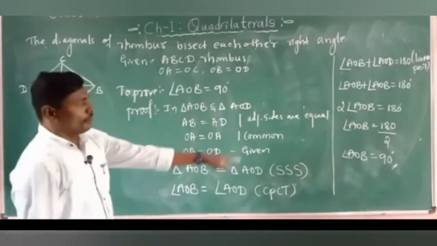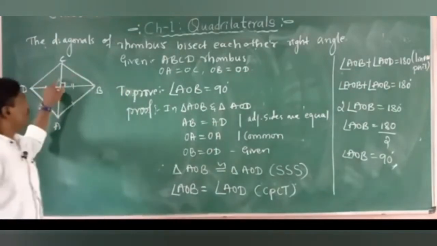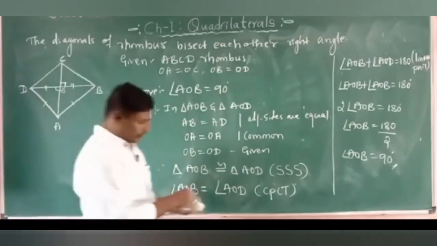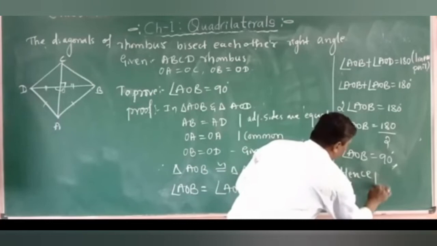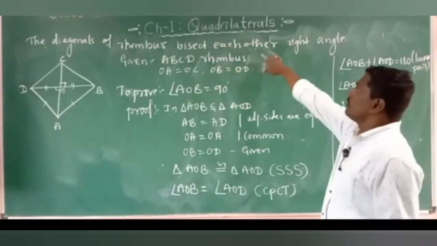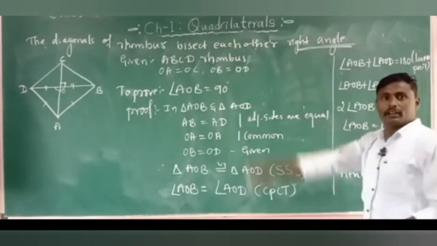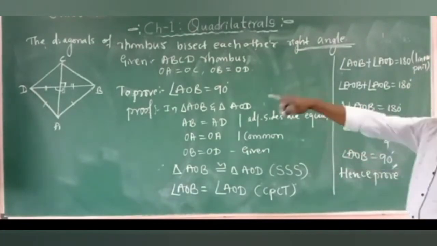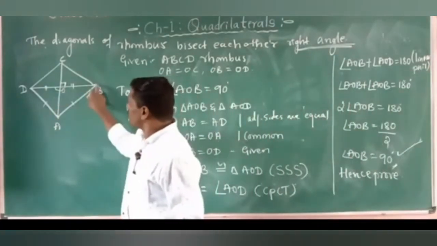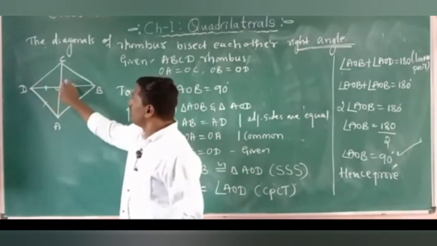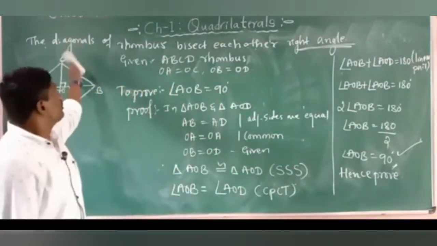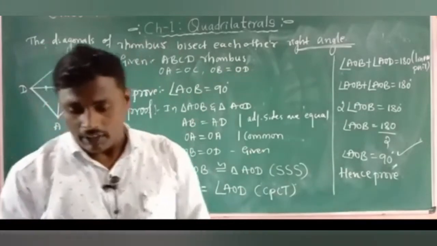degrees. It means we proved that when the diagonals intersect, they form 90 degrees. So this is the proof of the given statement. What is the given statement? The diagonals of the rhombus bisect each other at right angle. We proved that when the diagonals bisect each other, they form a right angle. Okay. So if angle AOB is 90 degrees, then angle AOD is also 90 degrees, and the remaining two angles are also 90 degrees each. This is the theorem which is based on the bisection of the diagonals of the rhombus.